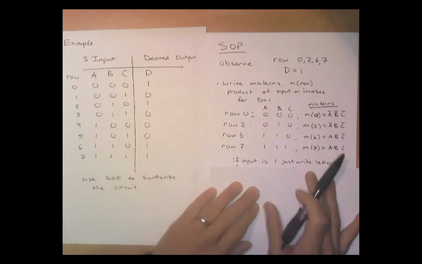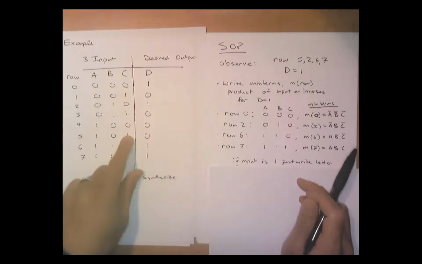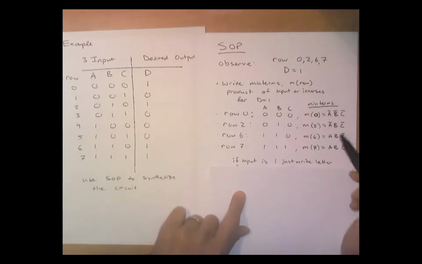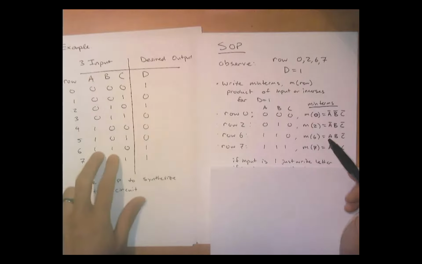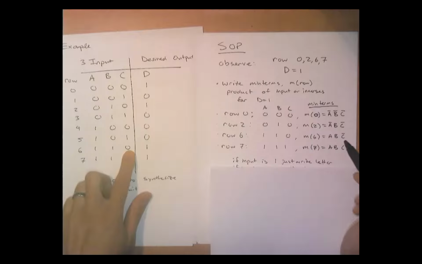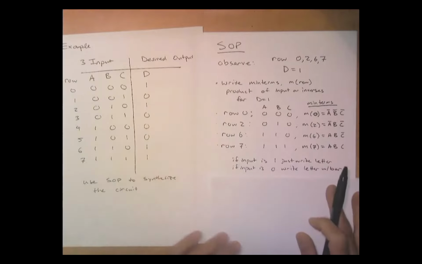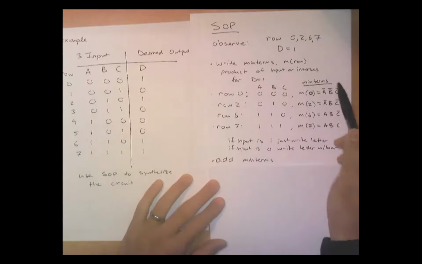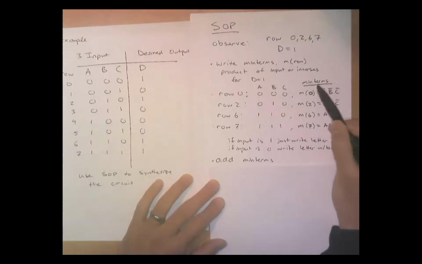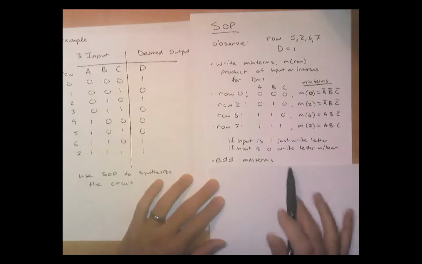If the input is 1, we'll just write the letter. And you can see that here, A and B, right? So let's say row 6 again. Input was 1. If we see a 0, then we put the bar, right? So I just summarized that here. And what we're going to do is take all these min terms and add them. Notice these are multiplied products. So what kind of gates are we going to use? We're probably going to use AND gates. And if we want to add the min terms, we're going to use OR gates.